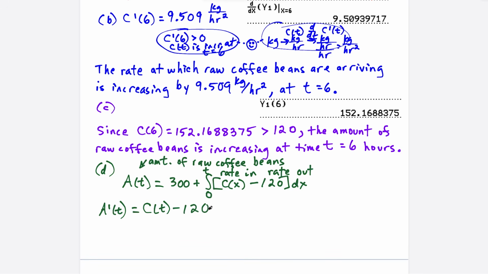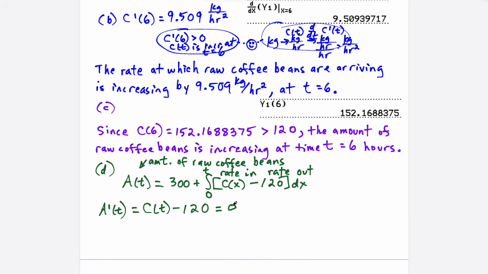But if you think about this, what this is basically saying here is the rate of change of the amount of coffee. And it's once again just equal to the rate that coffee shows up minus the rate that the workers roast the coffee. But now since we're looking for the minimum amount of A of t, we're going to set this function here equal to 0.